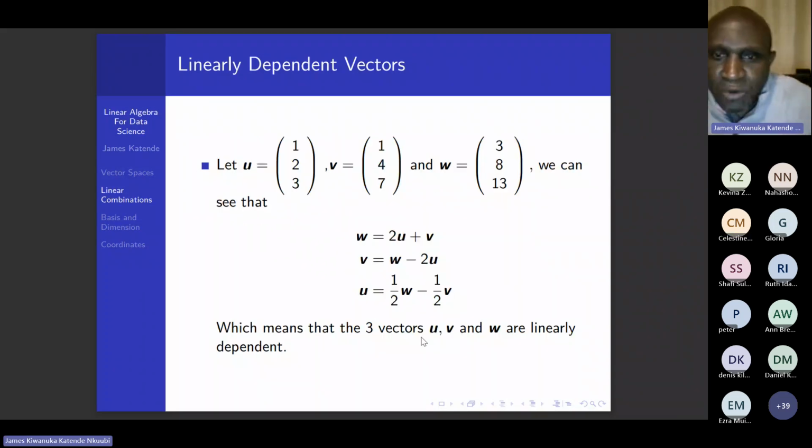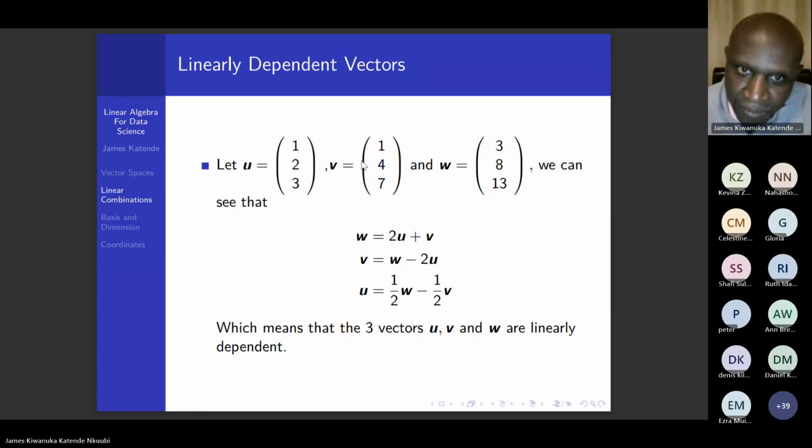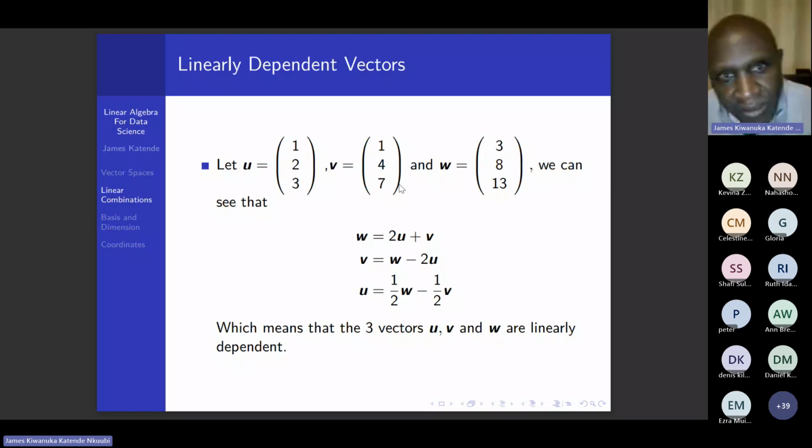So here is an example of 3 vectors in R3. You observe that any one of the vectors, W, V, or U, can be written as a linear combination of the other 2. So for example, you can observe that W is equal to 2U plus V. It's important that you double check this. It's usually possible to make mistakes, but we can just double check.